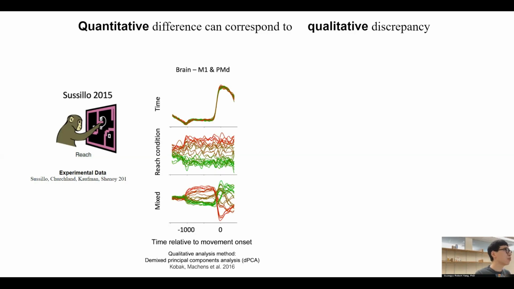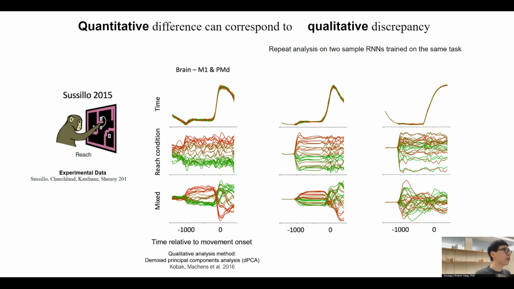So you can do some qualitative analysis on some brain data. Here we have this data called Susilo 2015, which is just a monkey reaching to different targets and then recording from their motor areas. You can do some qualitative analysis, get some curves, and then you can do the same thing, and I'll show you results from 2 recurrent networks, where you can see the network in the middle is much more similar to the data than the network on the right. So I would call this a qualitative difference that is revealed by this analysis.